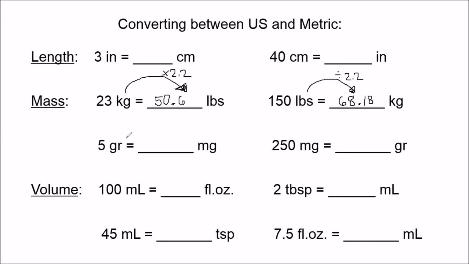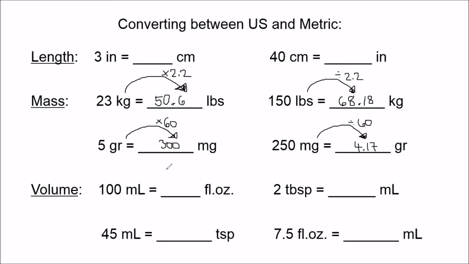Okay, 5 grains into milligrams. If you recall, the number between grains and milligrams is 60. To go from grains into milligrams, we multiply by 60. 5 times 60 is 300. To go from milligrams into grains would be the opposite. So again, the number is 60, but in this case, I divide. And again, I will be forced to round. 250 divided by 60 is 4.16 recurring. If I round to 2 decimal places, it would be 4.17.